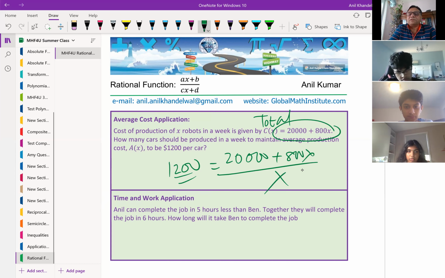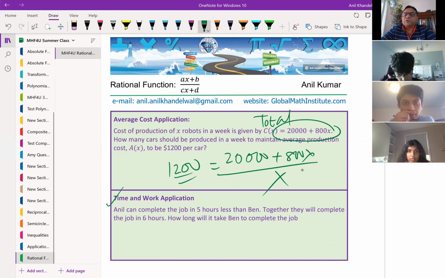So it becomes a rational function, linear over linear. The one which we are talking about is an application question based on what we are learning. Clear? Whenever the word average comes, it is a rational function, this particular unit.